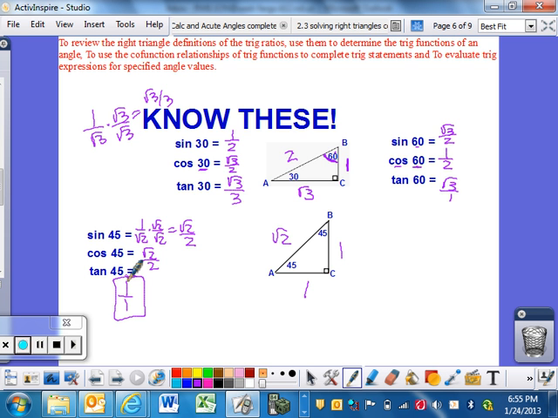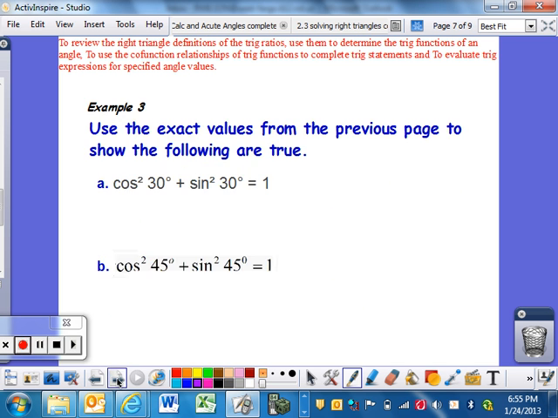Now, when I say know these, should you memorize them? Yes, it would be helpful if you did. And the more you use it, the more you're going to know. Sine 30 is 1/2, cosine 30 is square root of 3 over 2, and so on and so forth. The more you do it, the easier that will become. But are you still able to draw these pictures on your paper? Absolutely. Anytime you want, you can draw those pictures and use them to your advantage.